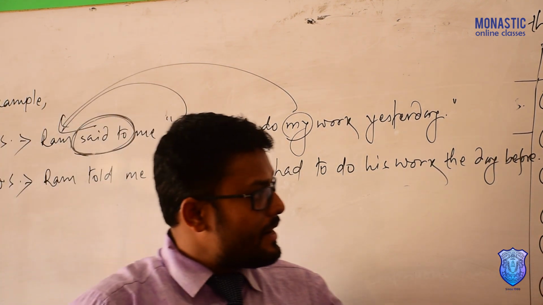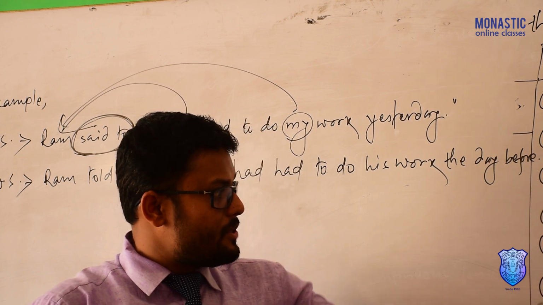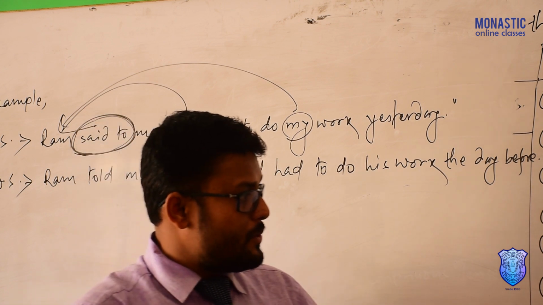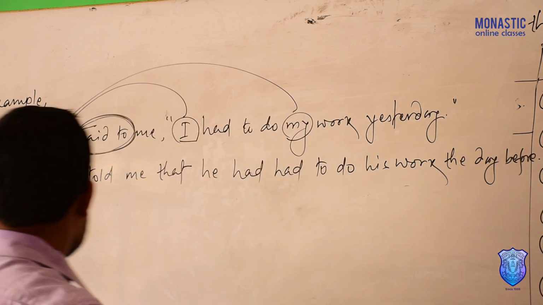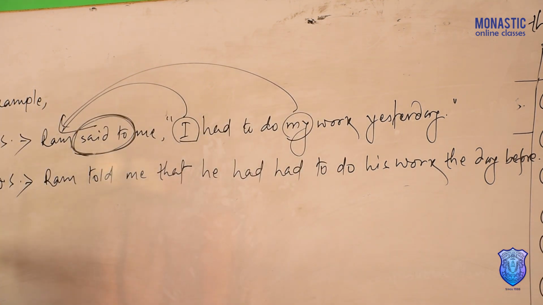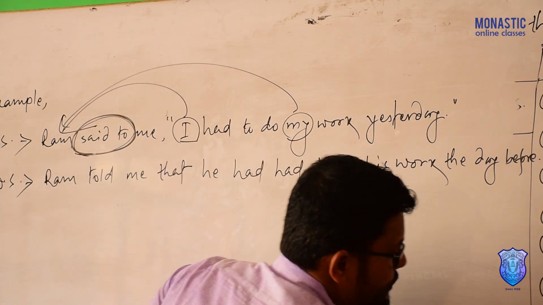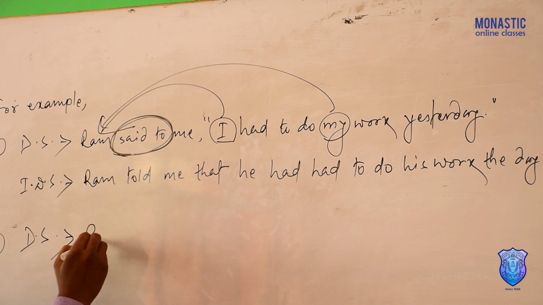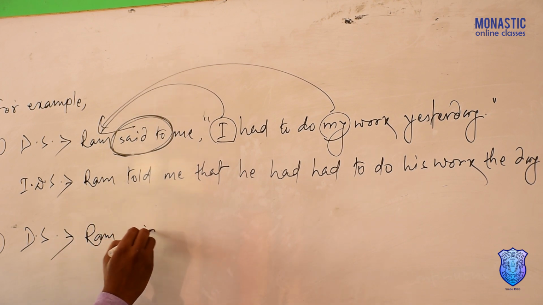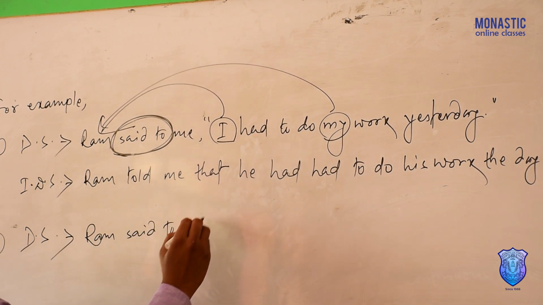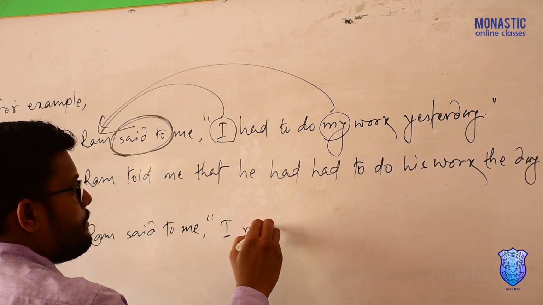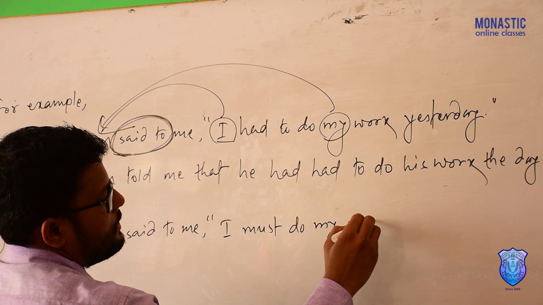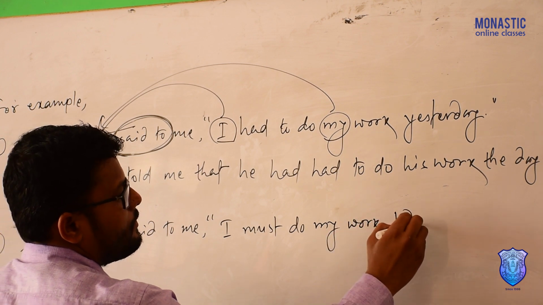So when I'm going to find that had to plus V1, we change it to had to plus V1, need plus V1 takes had to plus V1, must plus V1 expresses present necessity. I want to give you an example of this one also, so that you can understand. The same thing I'm going to write: Ram said to me, I must do my work today.